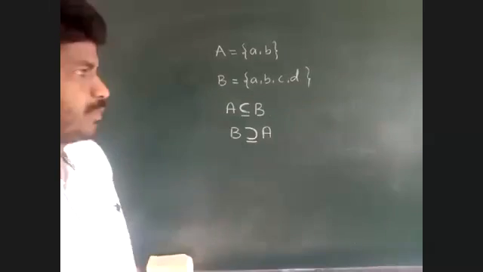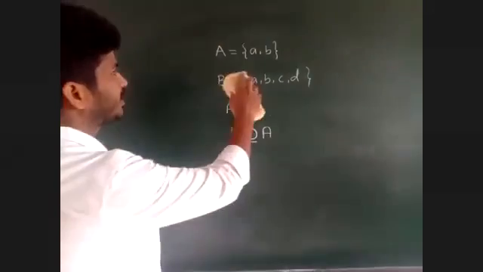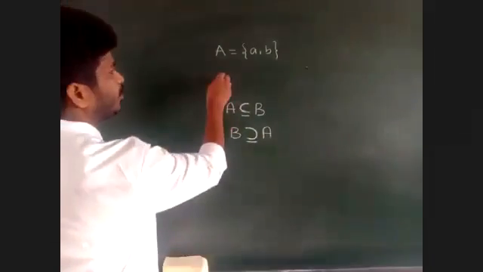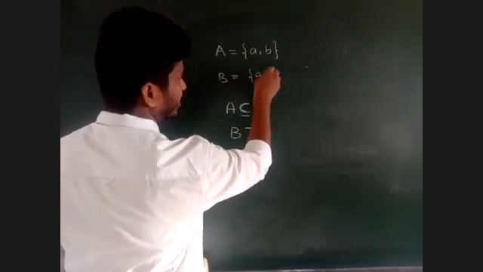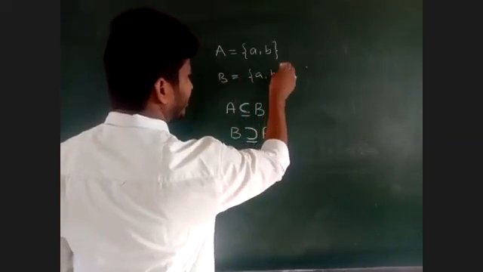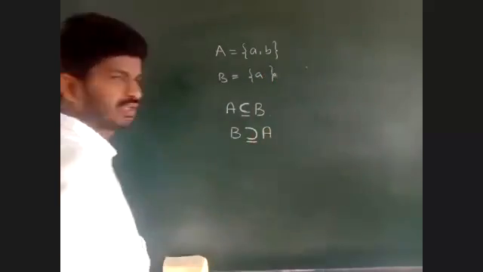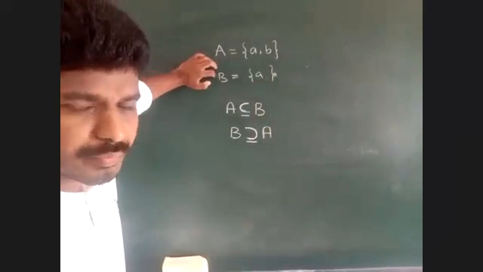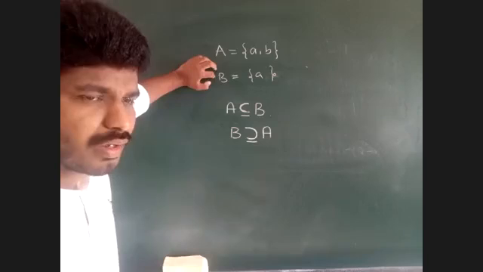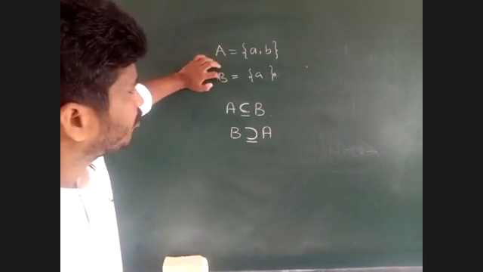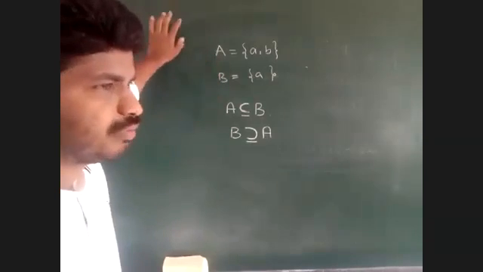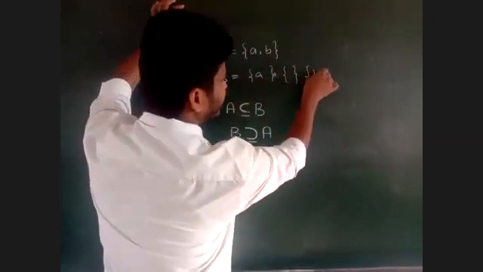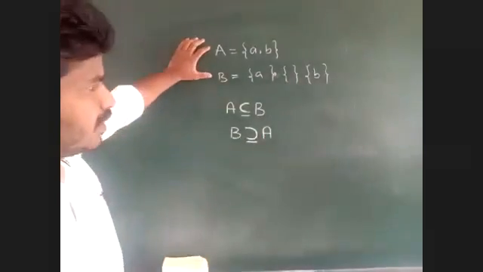Now we go for proper subset. Set A equal to A comma B and set B equal to take only A. A is proper subset of B or A is not proper subset of B? So the set A is not a proper subset of B. These all are proper subsets.